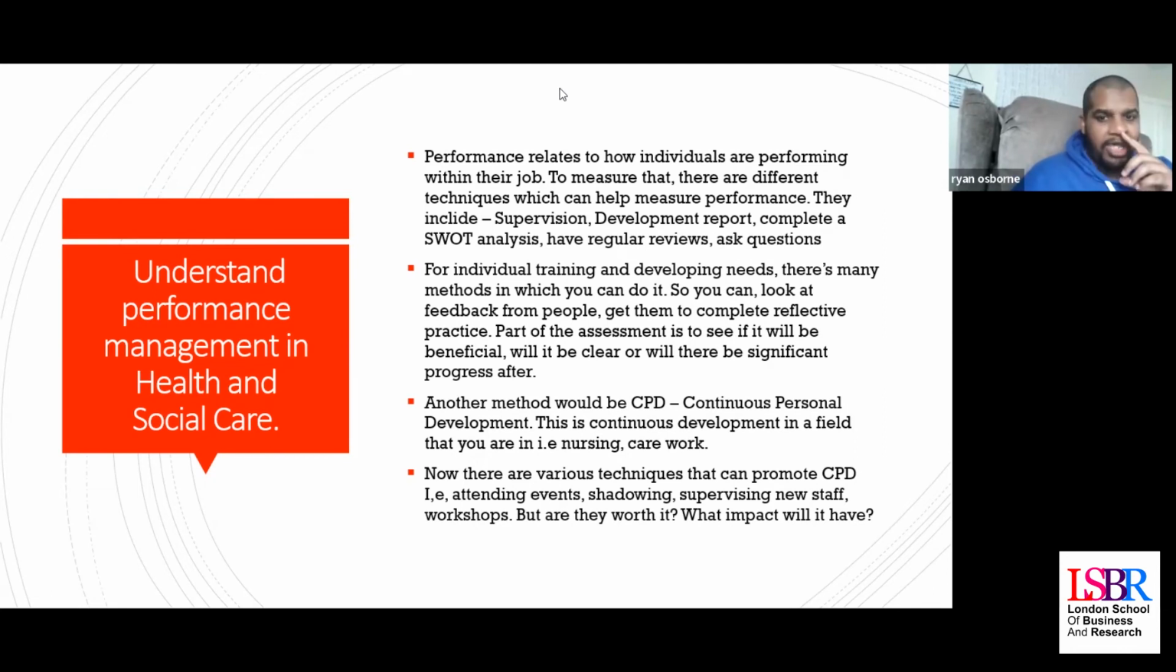Now, for individual training and developmental needs, there are many methods in which you can do it. When you're looking at an individual person's training and how you can develop their needs, there are certain methods that will spring to mind, isn't there?